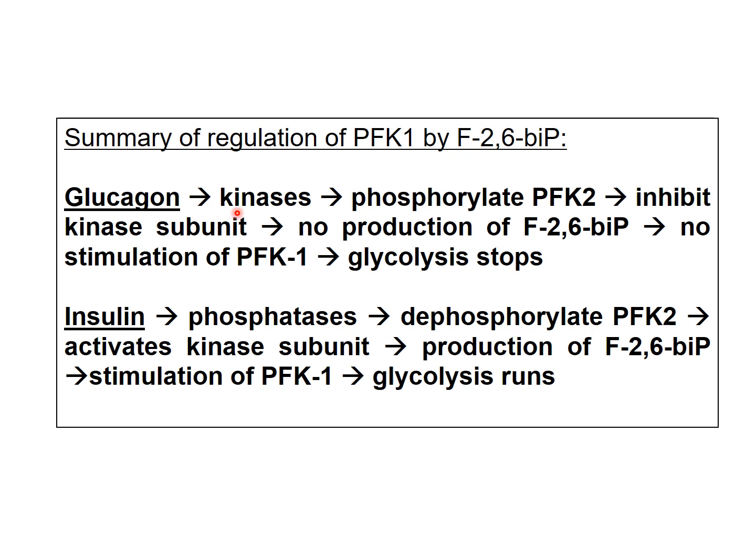Okay, summary: glucagon kinases phosphorylate PFK2, inhibit the kinase subunit, no production of fructose 2,6-bisphosphate, no stimulation of PFK1, glycolysis stops. Please remember, this is liver. Insulin phosphatases dephosphorylate PFK2, activate the kinase subunit, produce fructose 2,6-bisphosphate, which stimulates PFK1, and glycolysis runs. Please spend a couple of minutes remembering this mechanism.